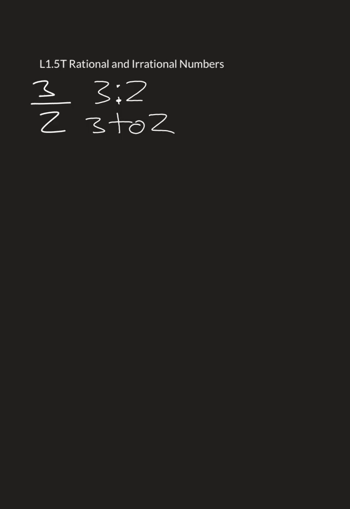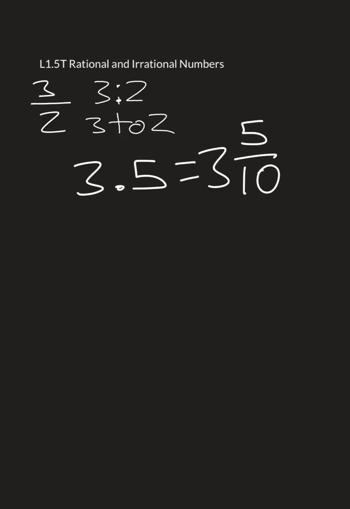All right. Well, let's talk about what rational numbers are. Rational numbers are any decimals or whole numbers that can be rewritten as a fraction. One example would be 3.5. It terminates, it stops. The decimal doesn't keep on going forever and ever. So if I rewrite this as a mixed number, it would be 3 and 5 tenths. That would be an example of a rational number.